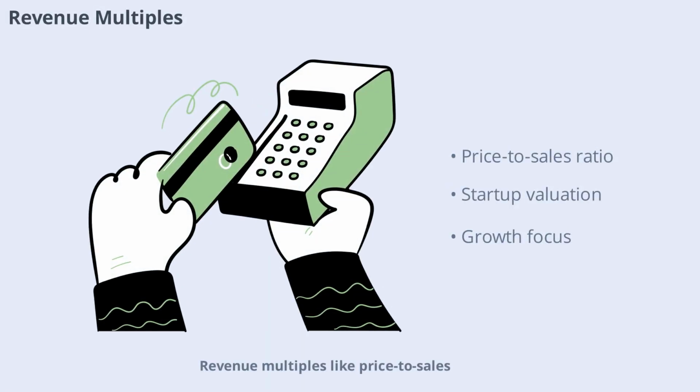Revenue multiples, like price-to-sales, are useful for valuing companies with little or no profit, such as startups. This method compares the company's value to its sales, offering a simple yet effective benchmark. It's especially popular in high-growth industries where profits may lag behind revenue growth.